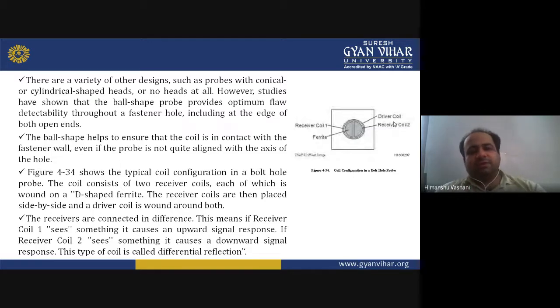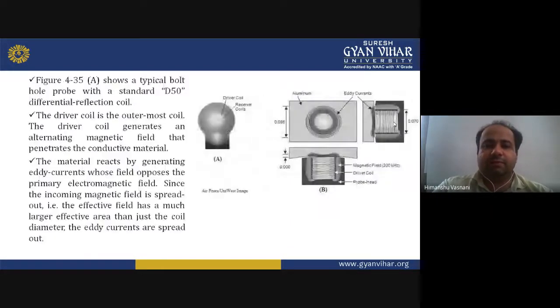The receivers are connected in difference. This means that if receiver coil 1 sees something, it causes an upward signal response, and if receiver coil 2 on the opposite side sees something, it causes a downward signal response. So this type of coil is called differential reflection, very effective, giving you good flaw detectability throughout the fastener holes. Very good. Now this is a simple diagram that we just saw.